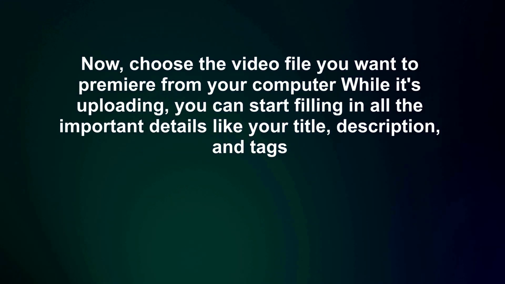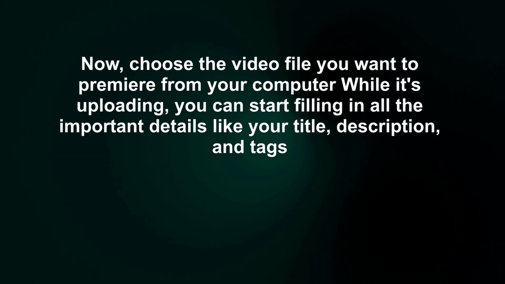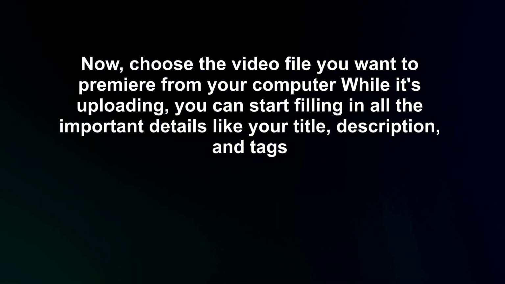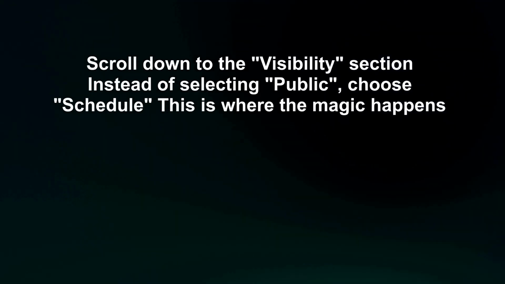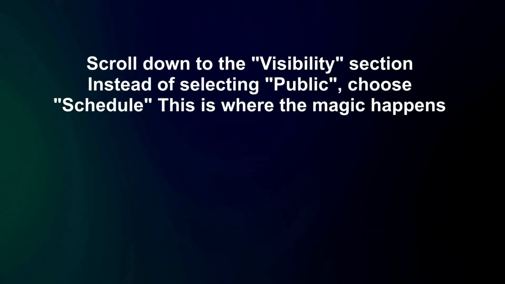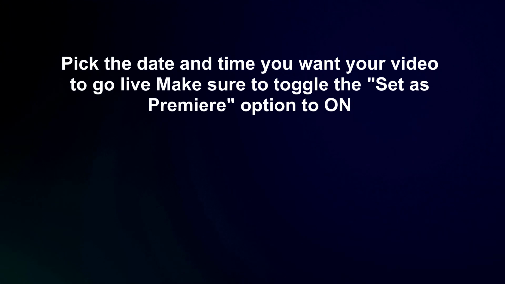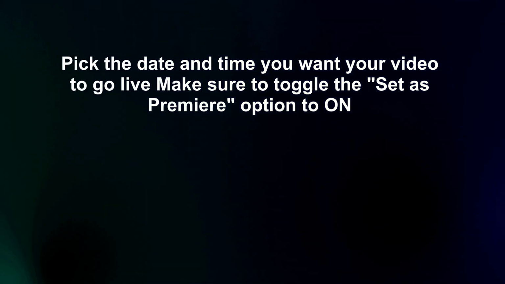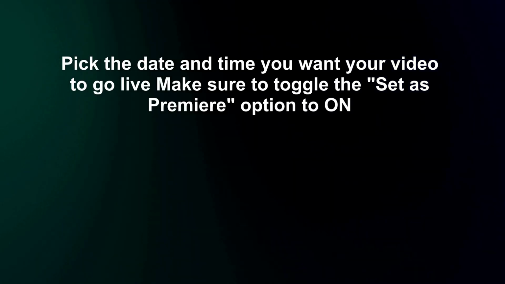While it's uploading, you can start filling in all the important details like your title, description, and tags. Scroll down to the visibility section. Instead of selecting public, choose schedule. This is where the magic happens. Pick the date and time you want your video to go live. Make sure to toggle the Set as Premiere option to on.